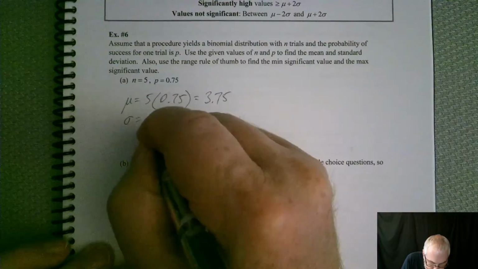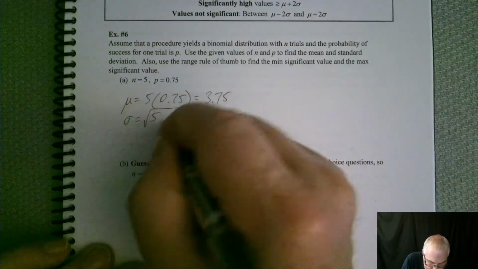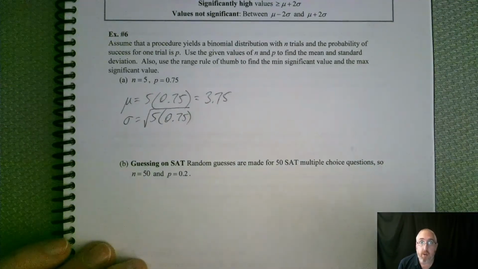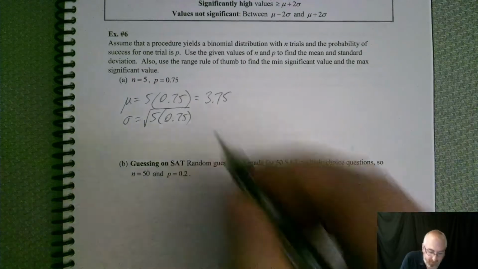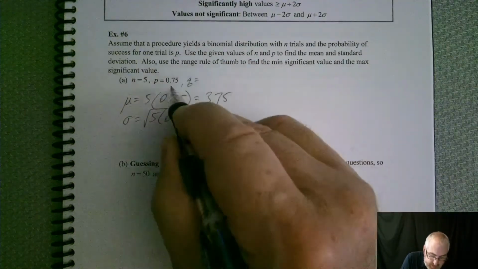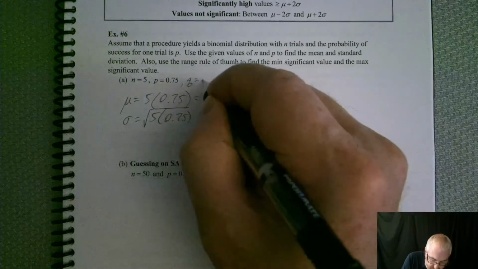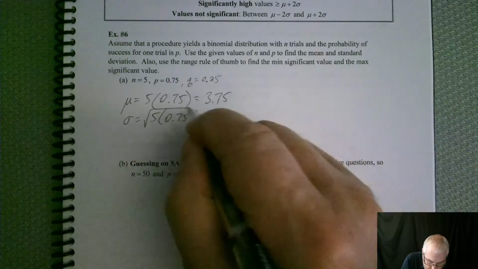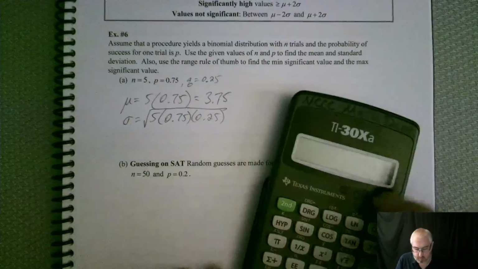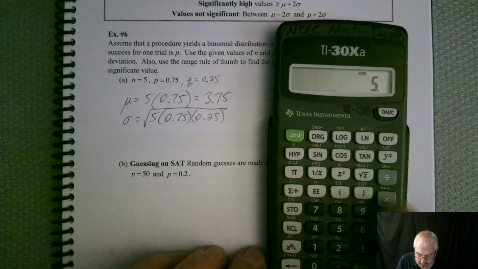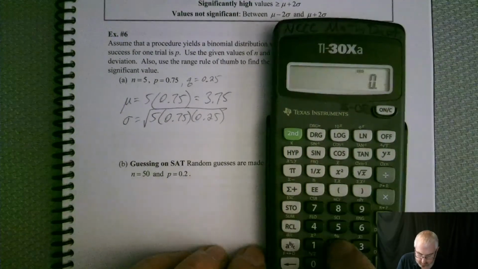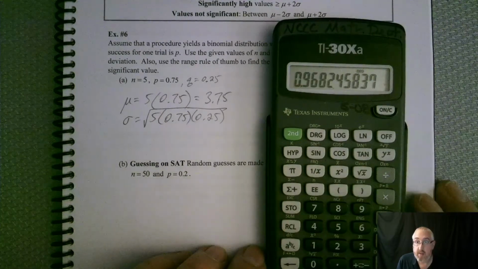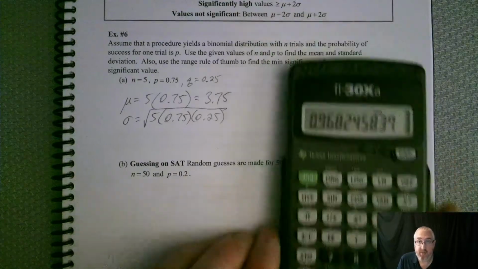Standard deviation, we need the square root of n times p times q. Oh my God, they didn't give us q. What are we going to do? Well, we can find that, right? 75% for p, which means 25% for q. So now we can keep going. All right. So 5 times 0.75 times 0.25 equals that. Now we got to square root it. So 0.96824.